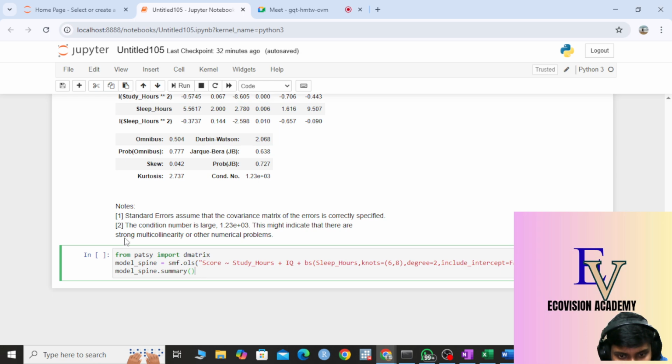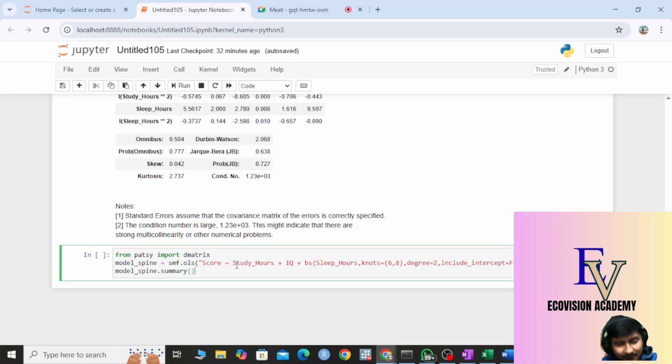Suppose this is another Patsy sublibrary, and I am importing dmatrix from it. Now I will run a spline regression with smf.ols. Spline regression is not another type of regression. It is basically ordinary least squares. It is not like I am doing totally different types of regression like lasso or ridge.